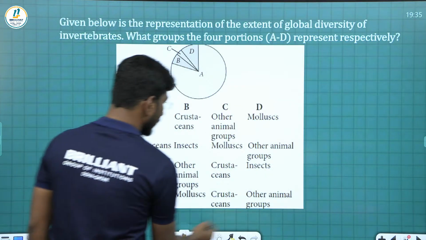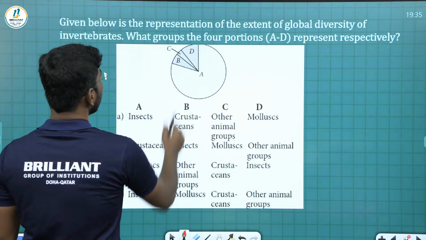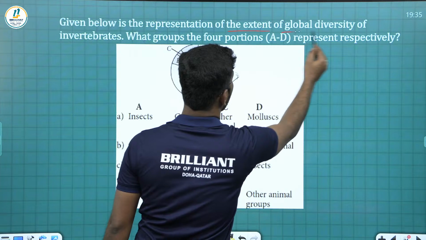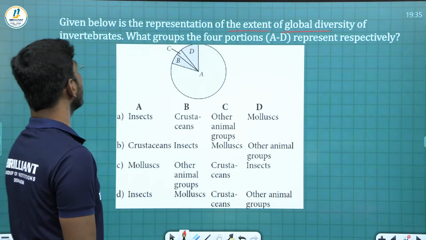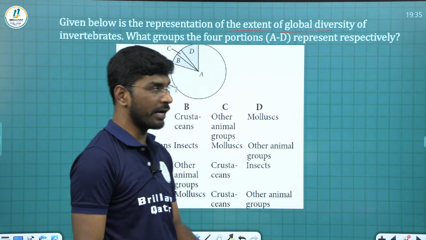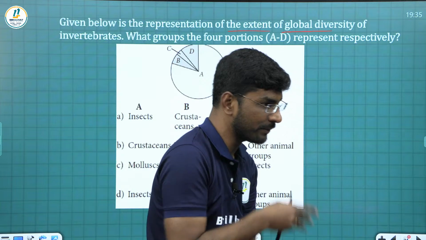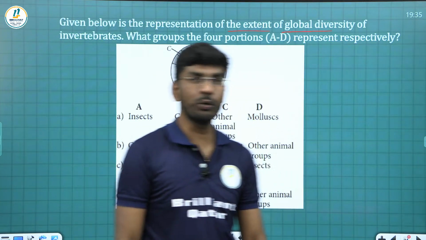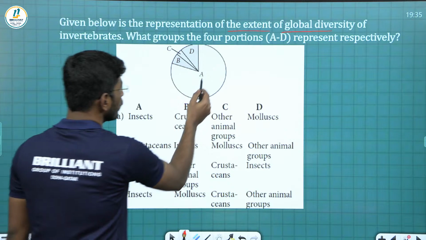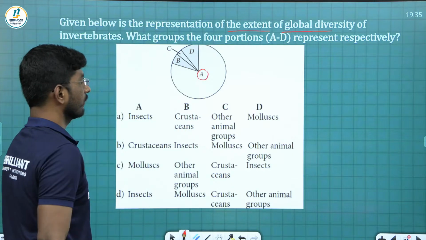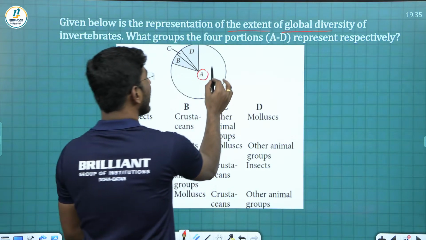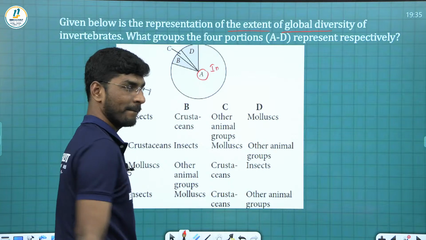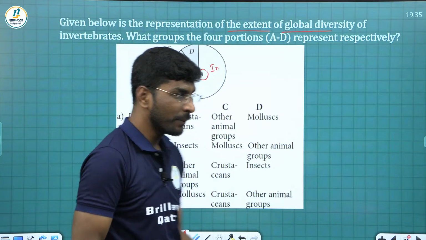Given below is a representation of the context of global diversity of invertebrate groups. What are the groups given? A, B, C, D. So what is A? I can write A is very simple, right? Insects. Insects, right? Come on, try.